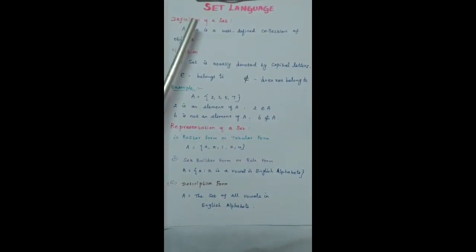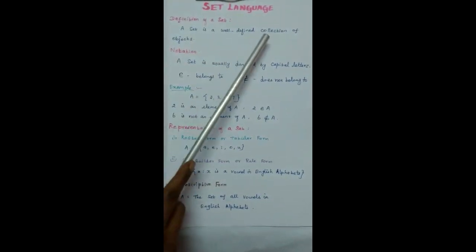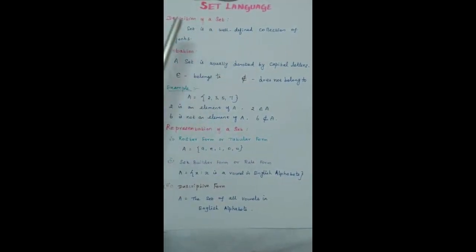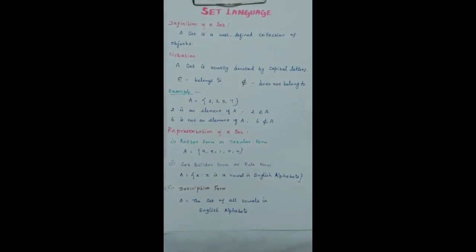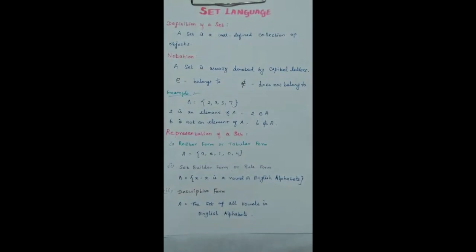First one, definition of a set. A set is a well-defined collection of objects. Well-defined means we can say whether the object is an element of the given collection or not.